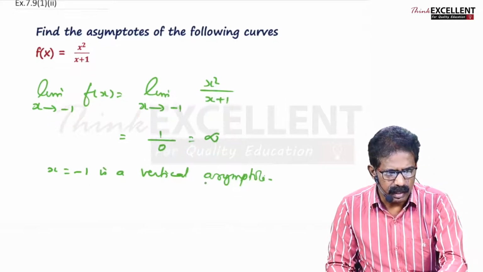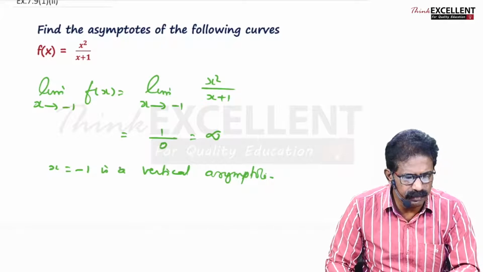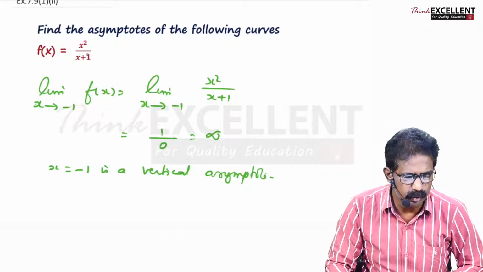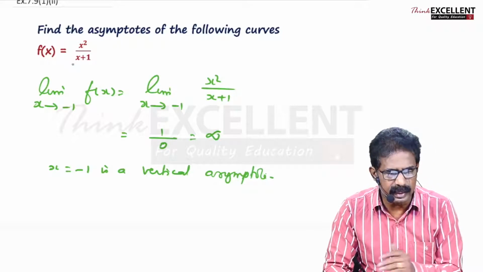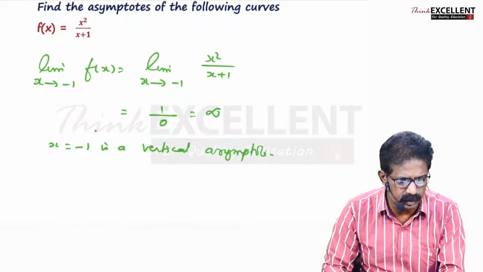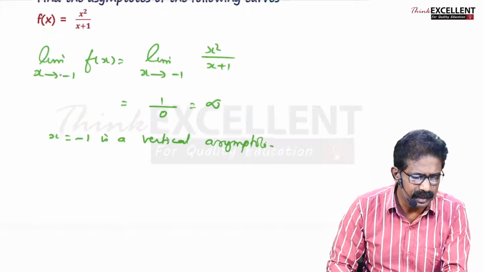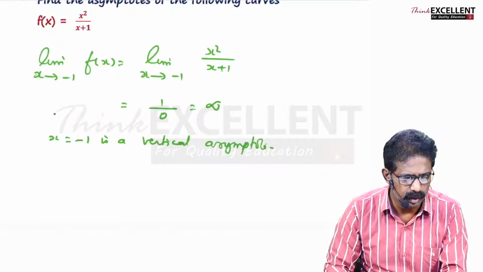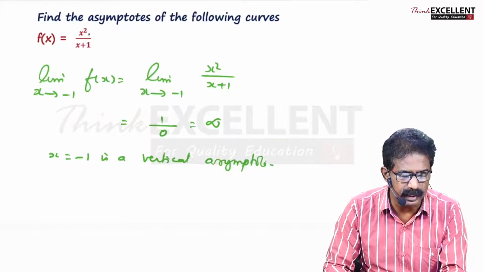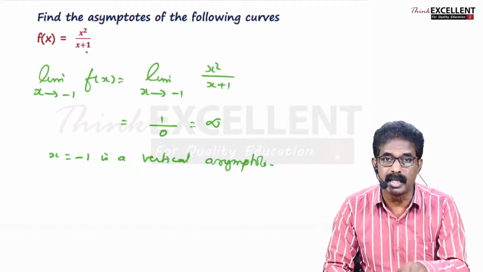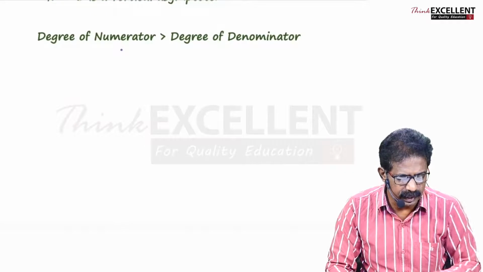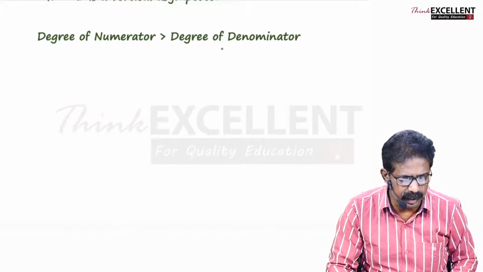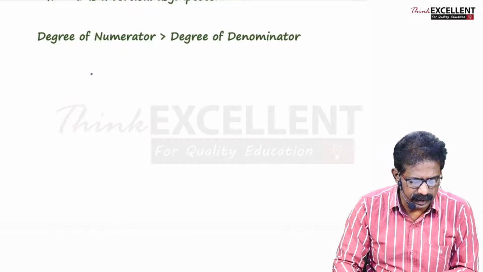Okay. For horizontal asymptote, you put x tends to infinity, right? So then numerator x square, denominator it won't exist. You will get infinity only in this case. So there is no horizontal asymptote. Slant asymptote is there. Why, you know? Because degree of the numerator is 2, denominator degree is 1, right? So degree of the numerator is greater than degree of denominator, right? So there is a slant asymptote.